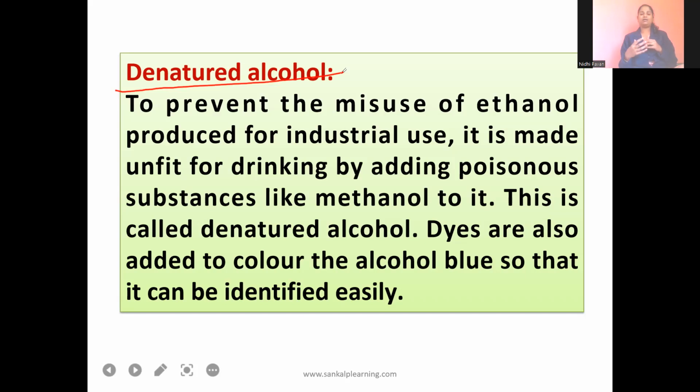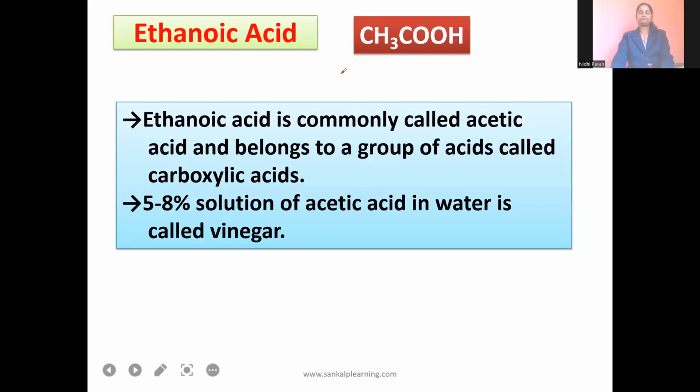How is it made unfit? By adding poisonous substances. This is called denatured alcohol. Dyes are also added to color the alcohol blue so that it can be identified easily. So denatured alcohol means unfit to drink, right? Which we use in the laboratory, for industrial uses, etc.